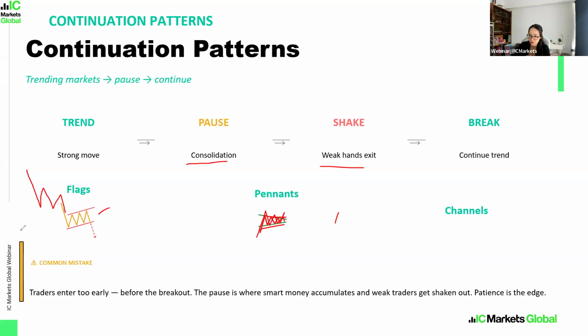And then we have channels. A channel to me is similar to the flag.